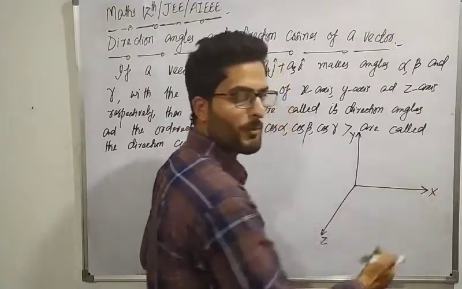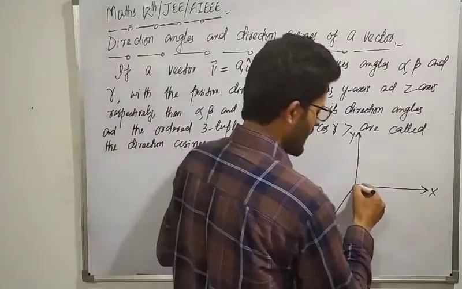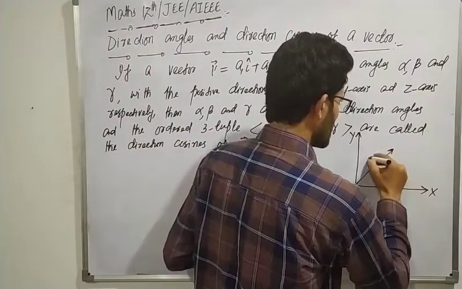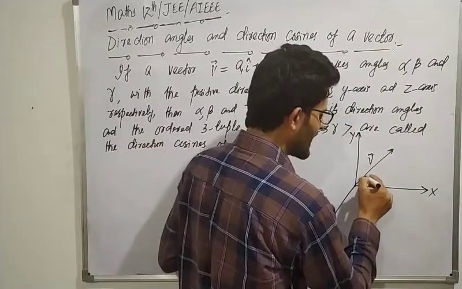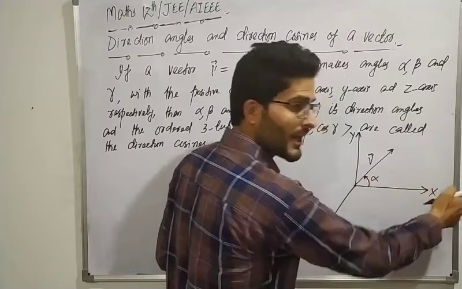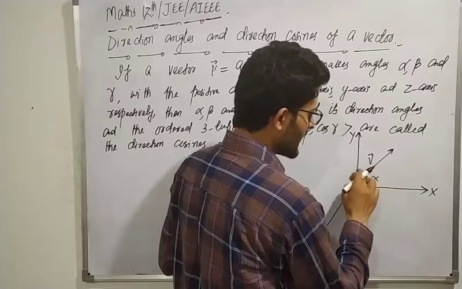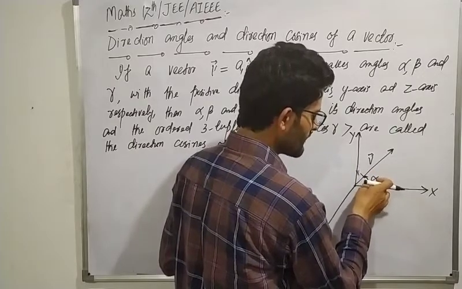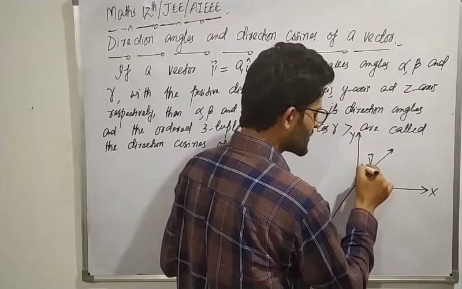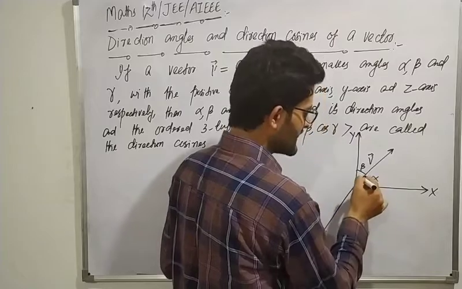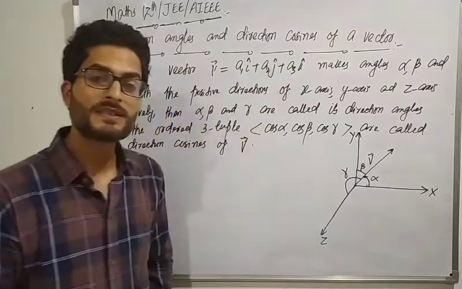So suppose this is your positive x axis, this is your positive y axis and this is your positive z axis, and suppose you have any vector v, and suppose that vector v makes an angle alpha with the positive direction of x axis, makes an angle beta with the positive direction of y axis, and this vector v makes an angle gamma with the positive direction of z axis.